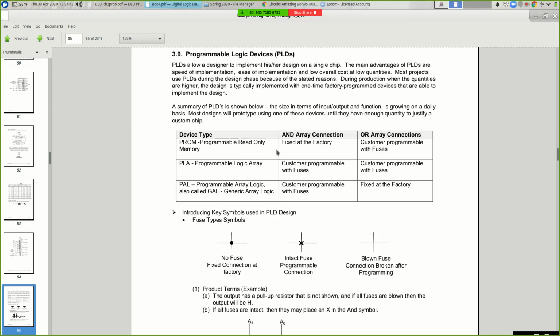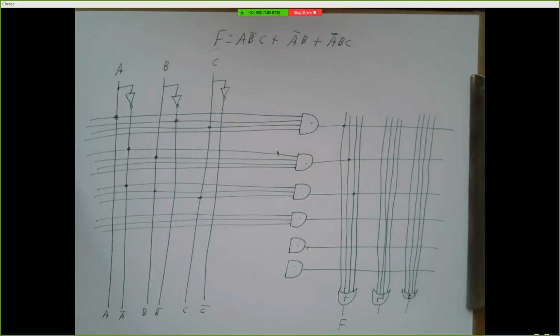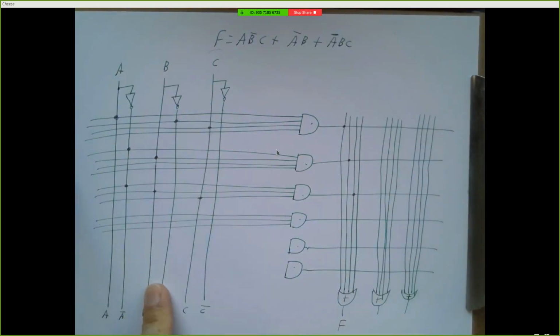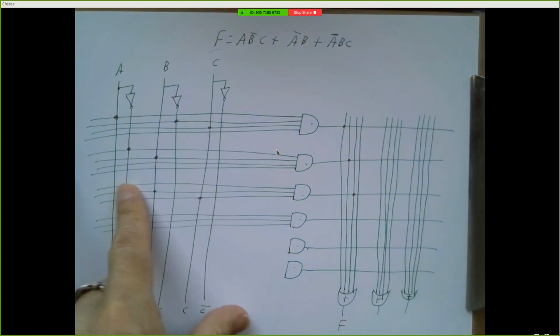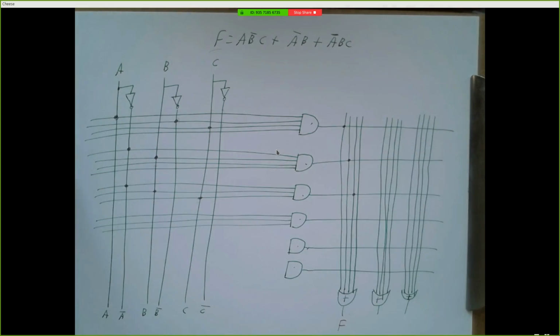Now we don't use fuses anymore. We use quantum effects and things like that. But we still talk about it in terms of fuses and fuse maps, okay? And this would be considered a fuse map. It's basically showing where we want connections between the horizontal and vertical.